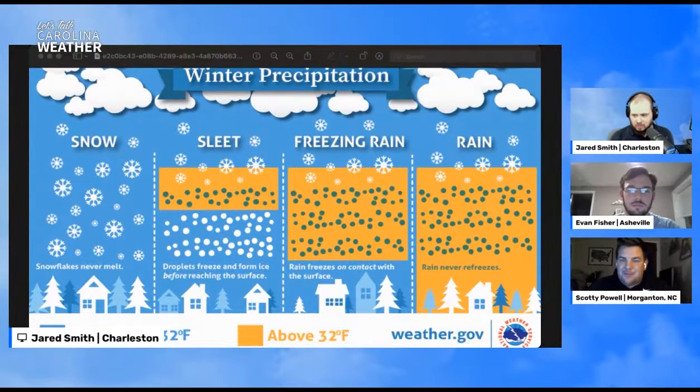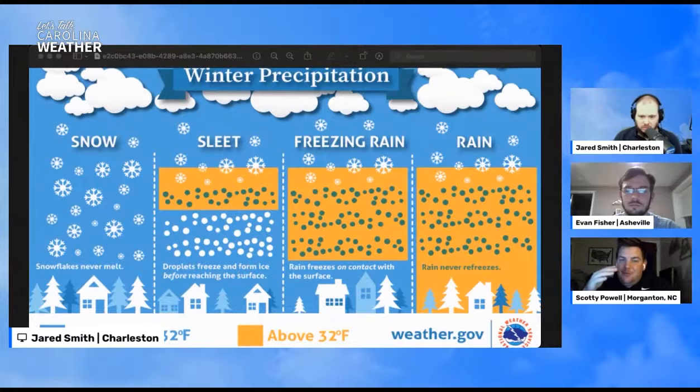So it either falls as freezing rain, and that's just liquid rain that freezes on contact at the surface. So the surface is below freezing. If that rain falls on the trees and the temperature is 30 degrees, it starts to accrue on the trees, the branches, the power lines, and that's freezing rain.